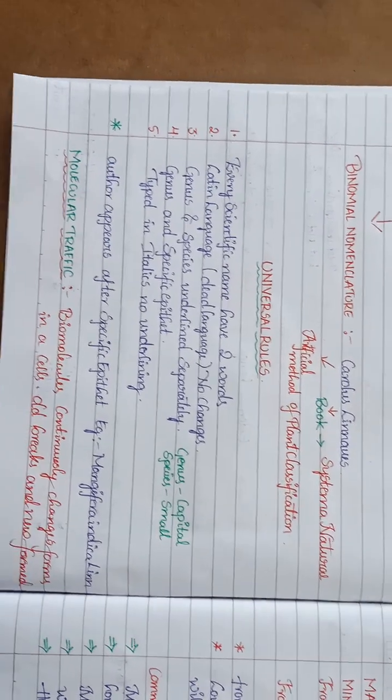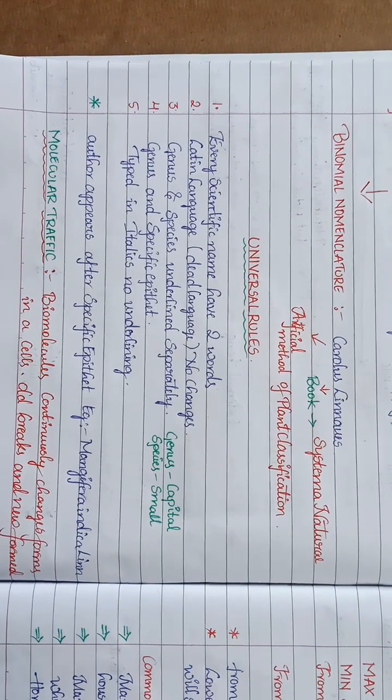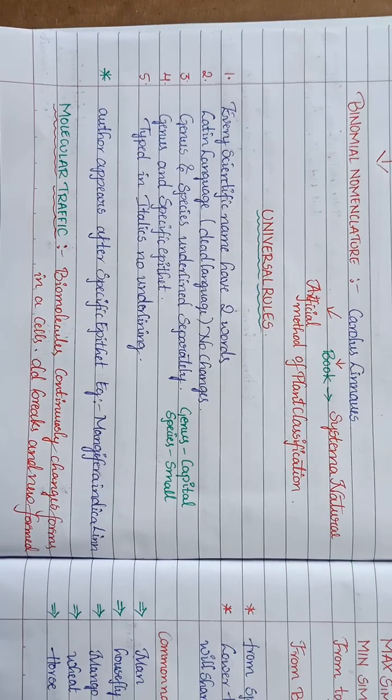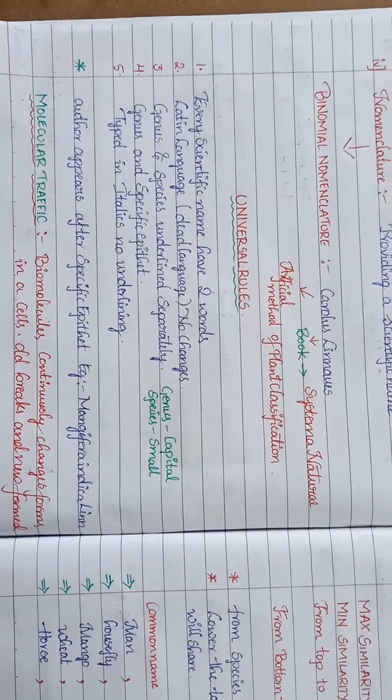Okay. Next, an author appears after the specific epithet. Example, Mangifera indica Linn. Linn is Linnaeus, the scientist who described this.